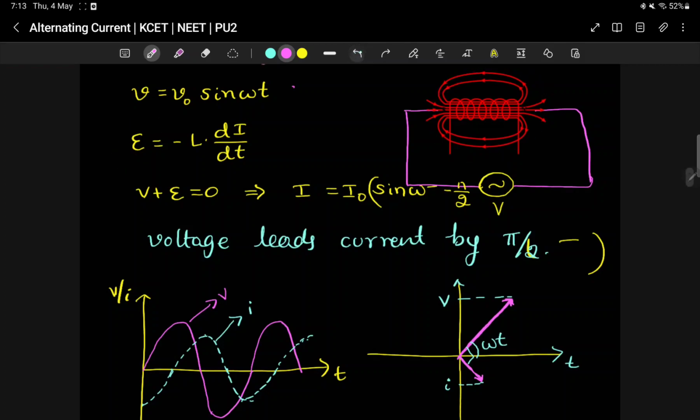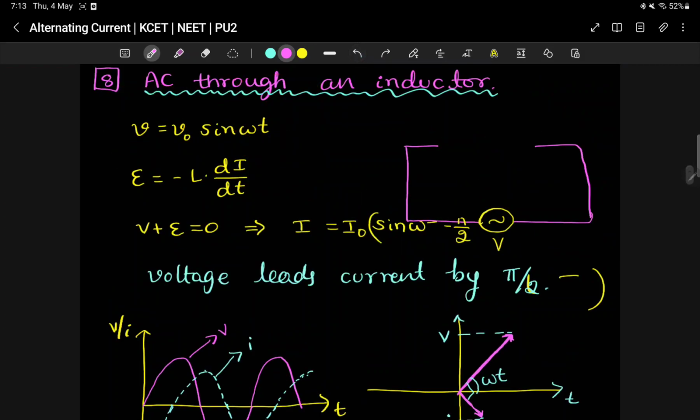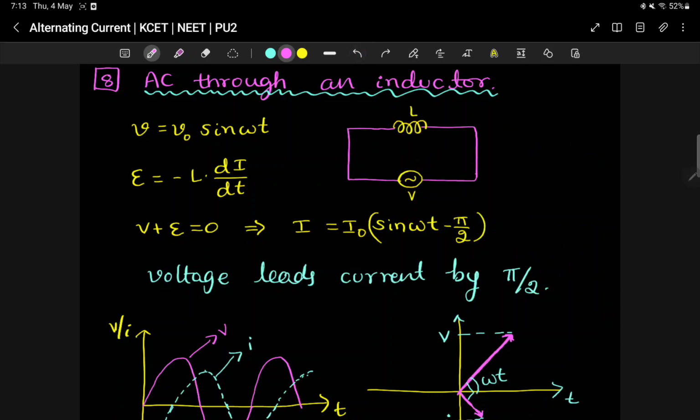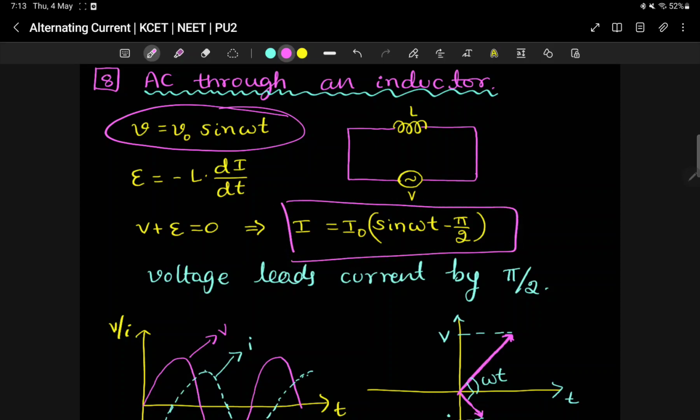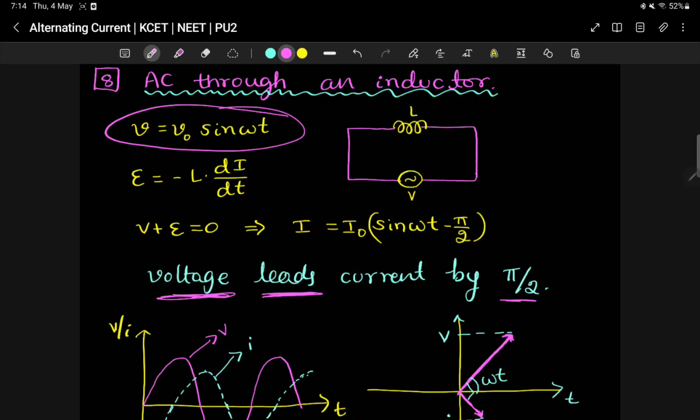Let me go back to the previous diagram that you had to draw. So if you derive for current, you get this. This is the input voltage and this is the current through the circuit, that is I is equal to I naught sin omega t minus pi by 2. So you can see there is a change in phase, omega t minus pi by 2. Current is lagging by an amount pi by 2, because we have a minus sign, so current lags, or you can also write voltage leads current by pi by 2.